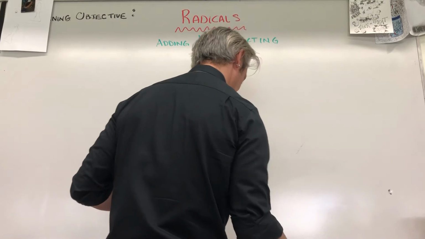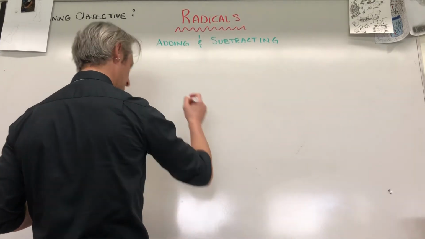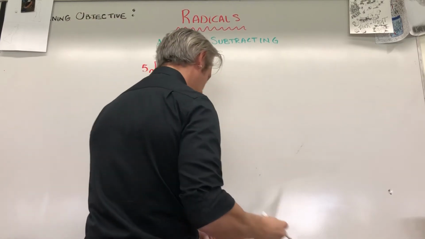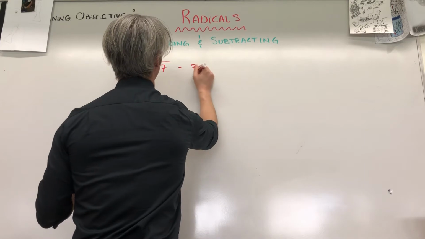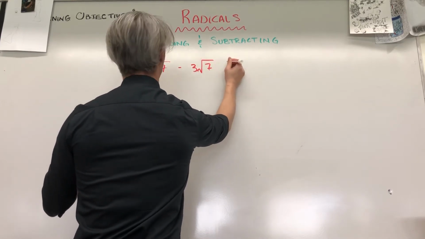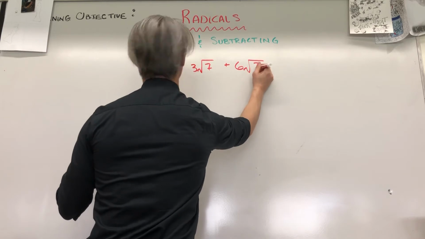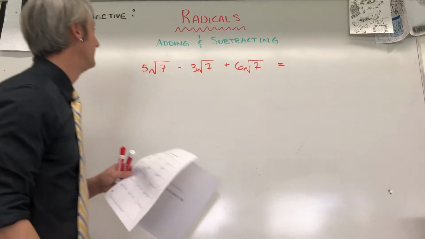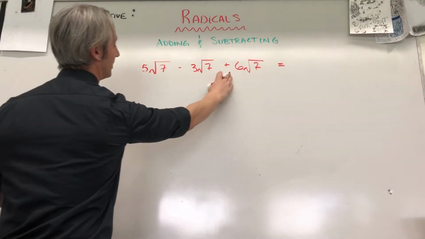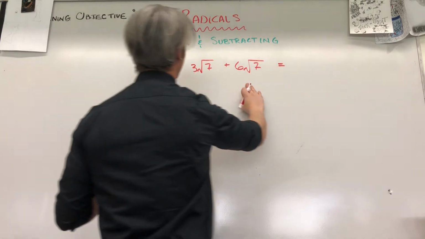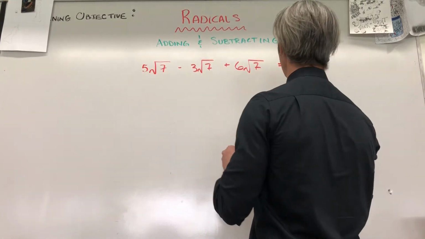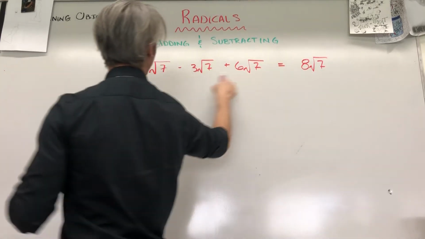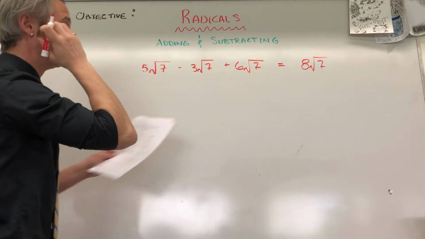So if we had 5 root 7 minus 3 root 7 plus 6 root 7. And I said add and subtract and simplify. Well, this is basically just 5 minus 3 plus 6, which is 8 root 7. So the answer is 8. I have 8 root 7s. I have 6 root 7s, I have 3 root 7s, and I have 5 root 7s. So it's 8 root 7.